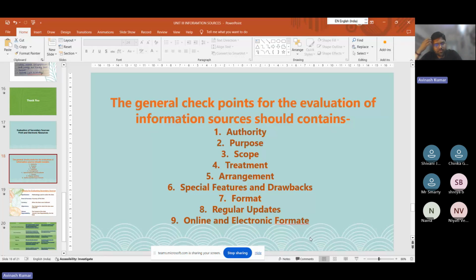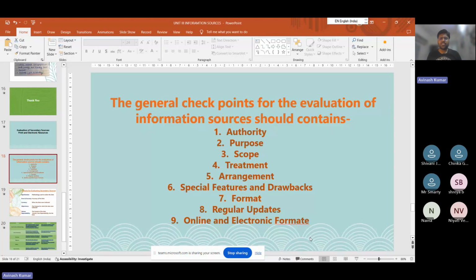First we check authority, second is purpose, third is scope, fourth is treatment, fifth is arrangement, sixth is special features and drawbacks, seventh is format, eighth is regular updates, and ninth is online and electronic formats.